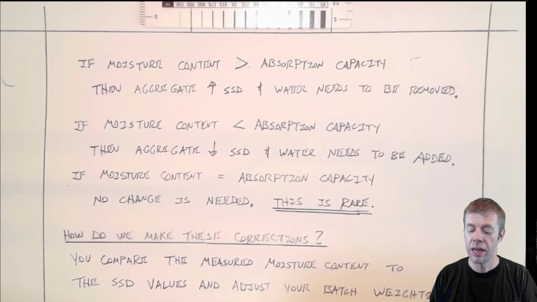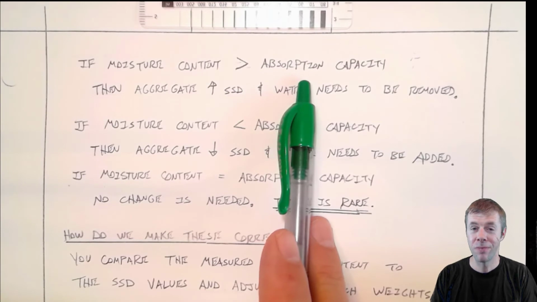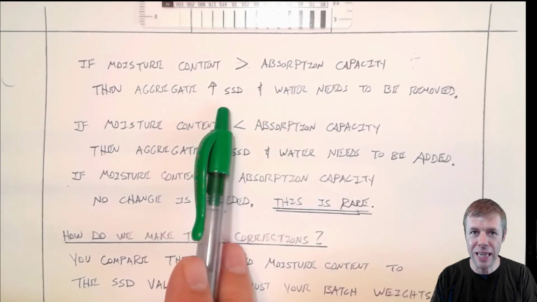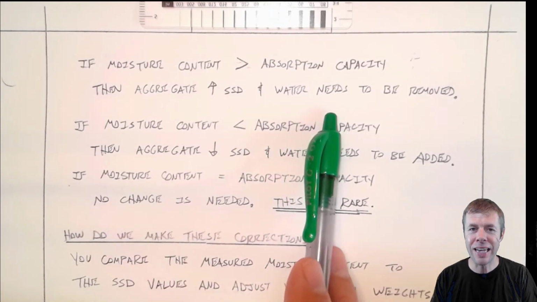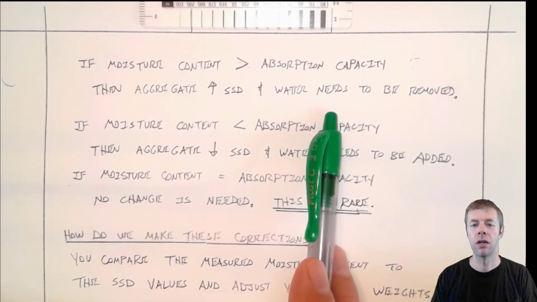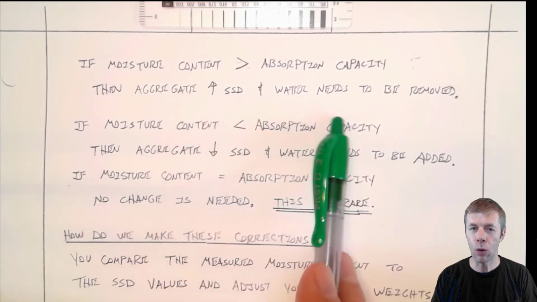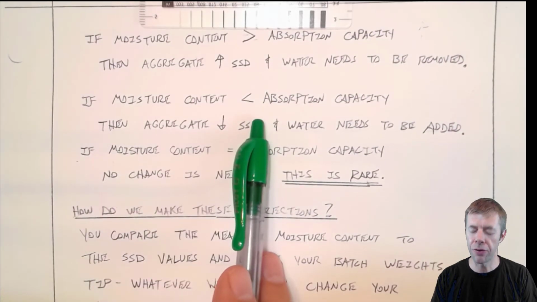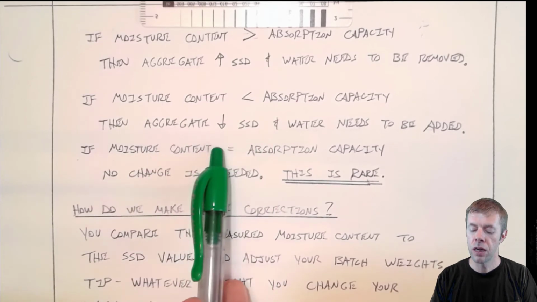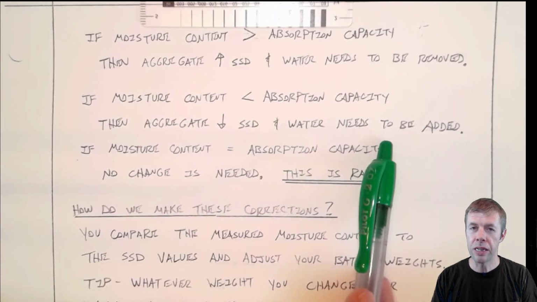So, if your moisture content is greater than your absorption capacity, that means your aggregate's above SSD. That means that water needs to be taken out of the mixture. Above SSD, above where we designed, we've got to take water out. If your moisture content is less than your absorption capacity, then that means your aggregate's below SSD. And again, water now needs to be added to the mixture.